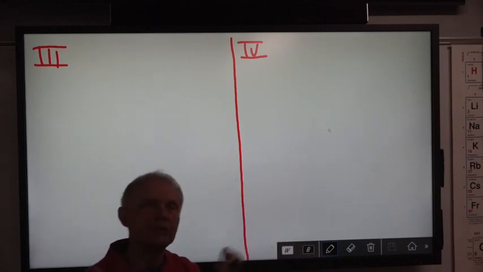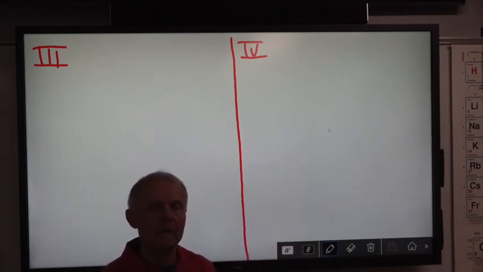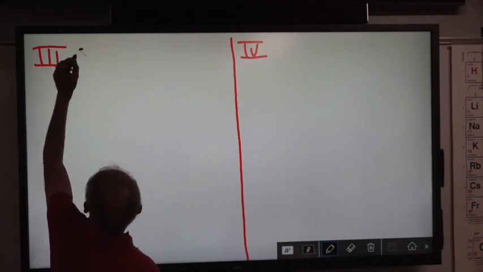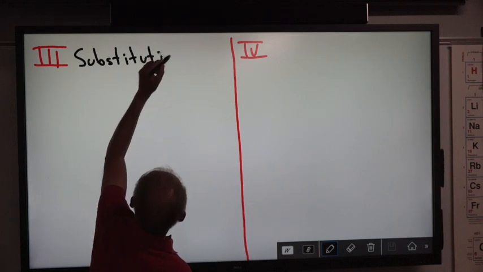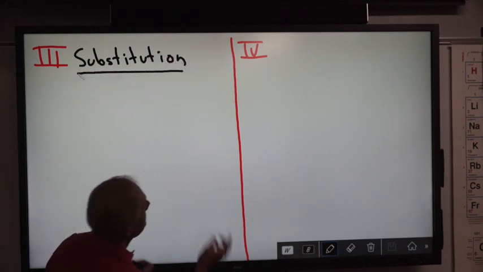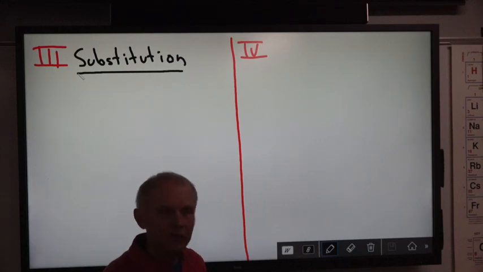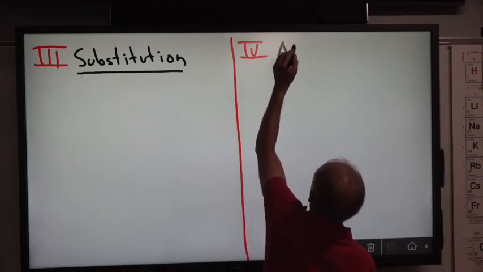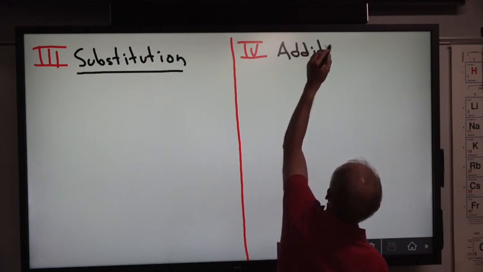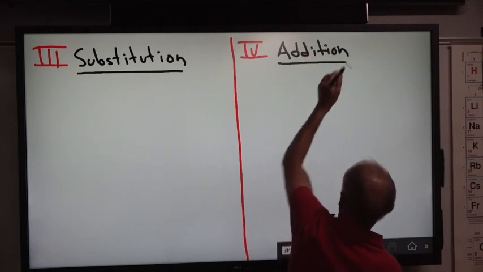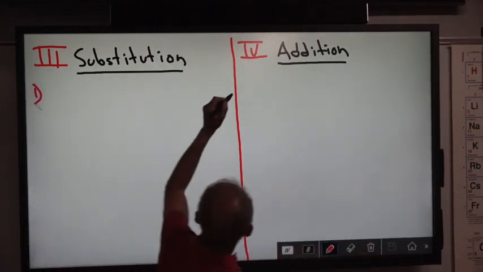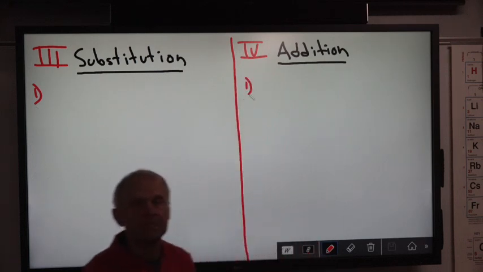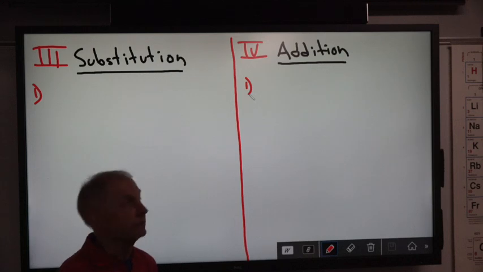And we have to do these side by side, and you'll see why in a second. The next organic reaction is called substitution. And the other one is called addition. Now, here's the deal, why we're doing them both simultaneously.